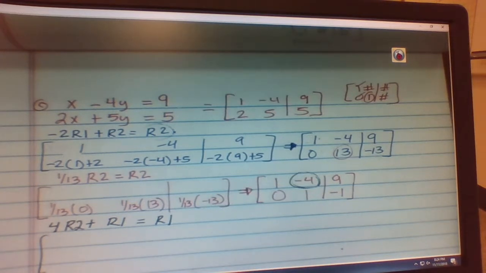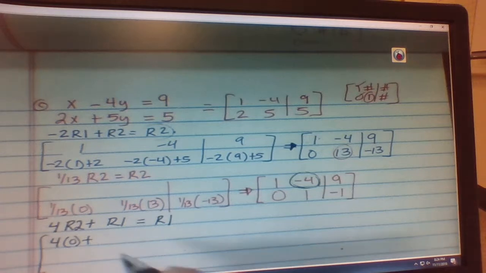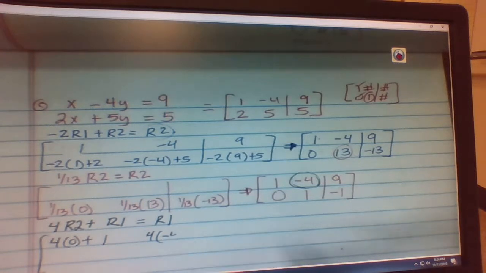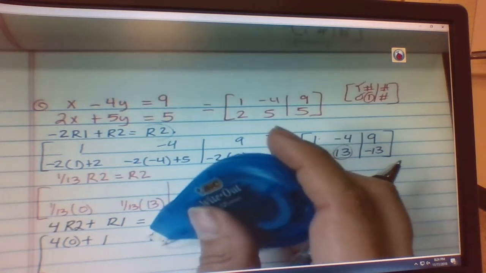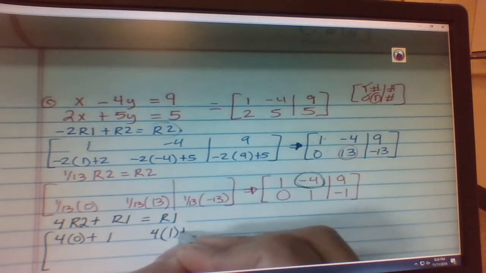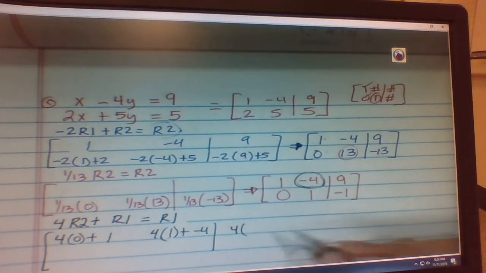So which row doesn't change? Bottom row. 4 times 0 plus 1. 4 times negative. Oh, just kidding. 4 times 1 plus negative 4. 4 times.